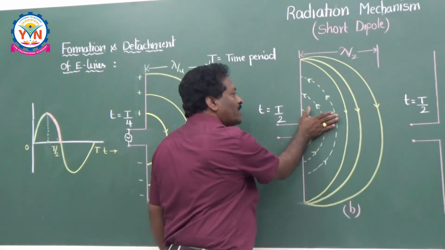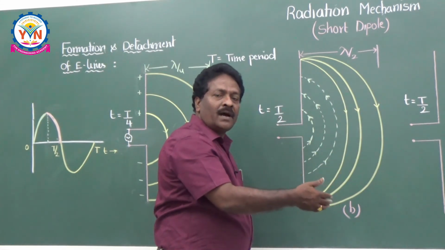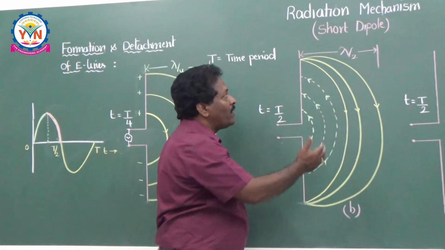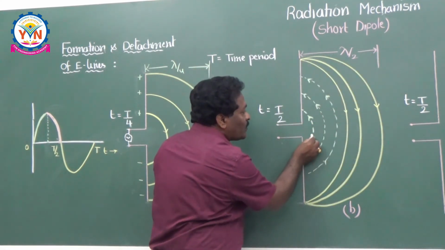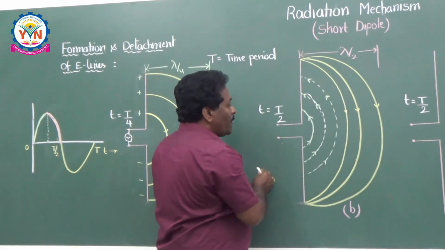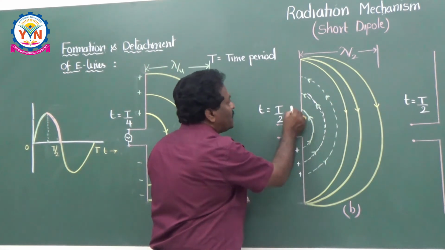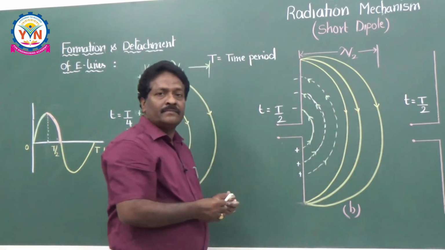These dotted lines are indicating T by 4 to T by 2. Already from 0 to T by 4, the lines have originated and they have gone to a distance of lambda by 2. So now another 3 lines come into the picture because of this negative energy. They are originating from, this is positive now and this is negative now. They are in the reverse direction of the previous lines here.